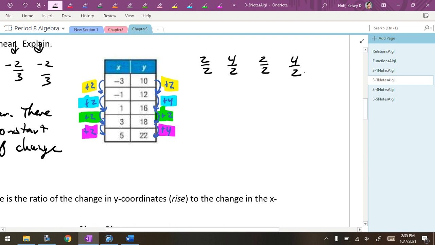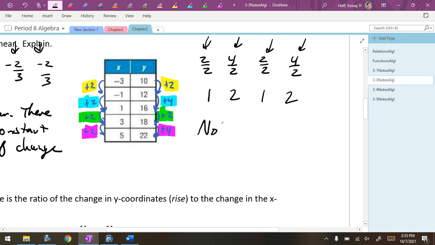When I calculated this, I got 2/2, 4/2, 2/2, 4/2. Agreed? Can you reduce 2/2 to 1? 4/2? 2. 2/2? 1. 4/2? Is this linear? It's a pattern. But it's not a constant rate. It's not a constant rate of change. Who cares if there's a pattern? It has to be the same exact rate of change every time.